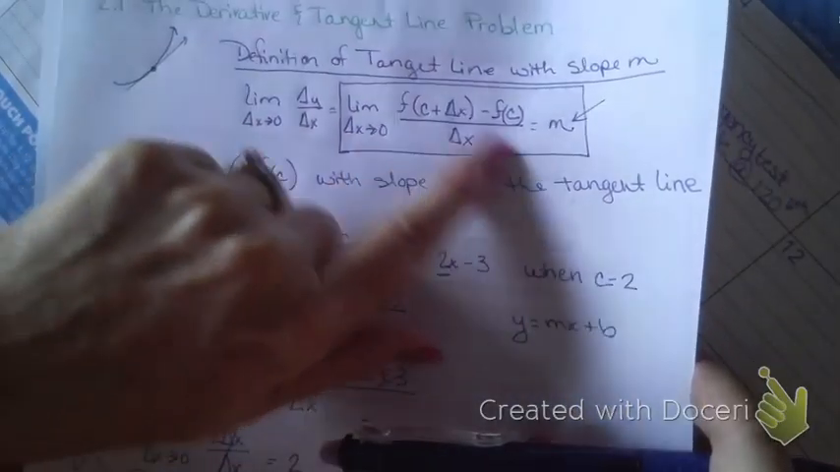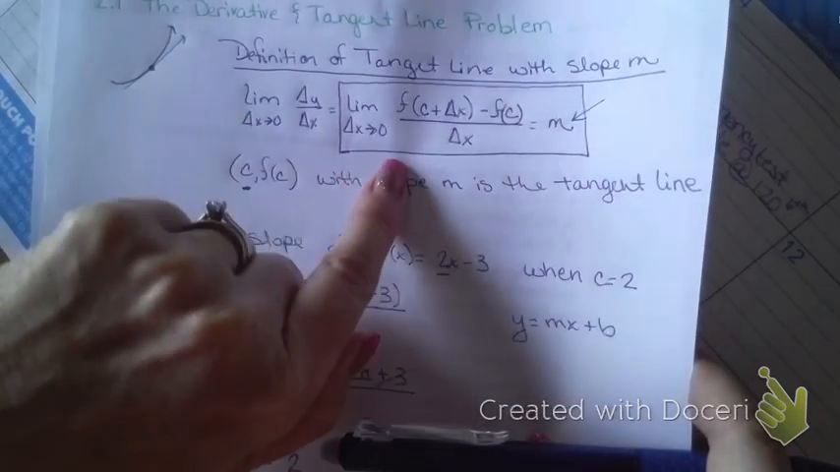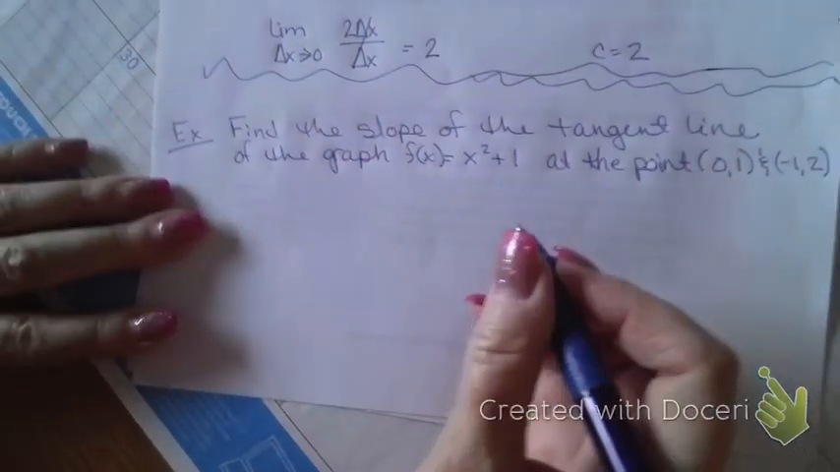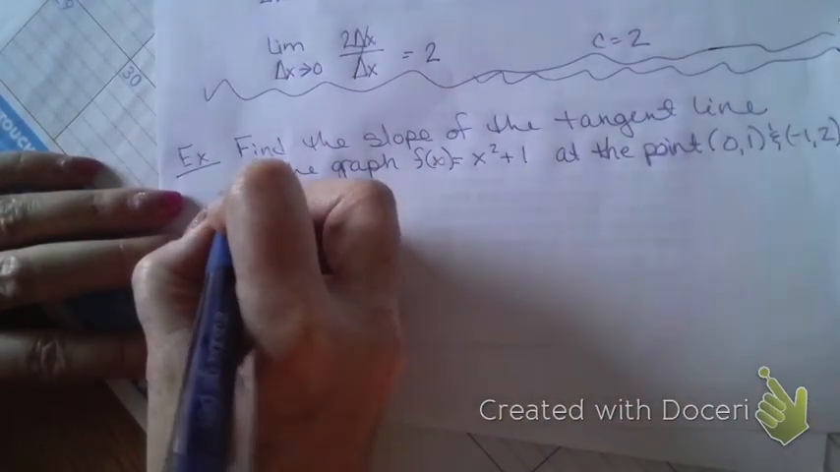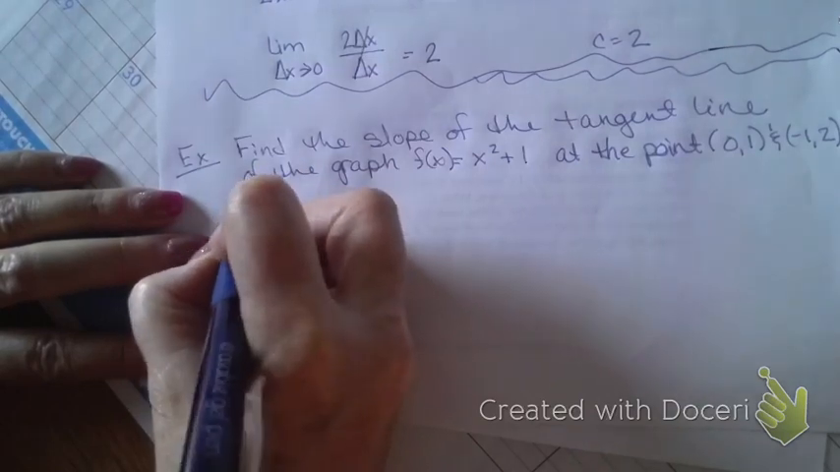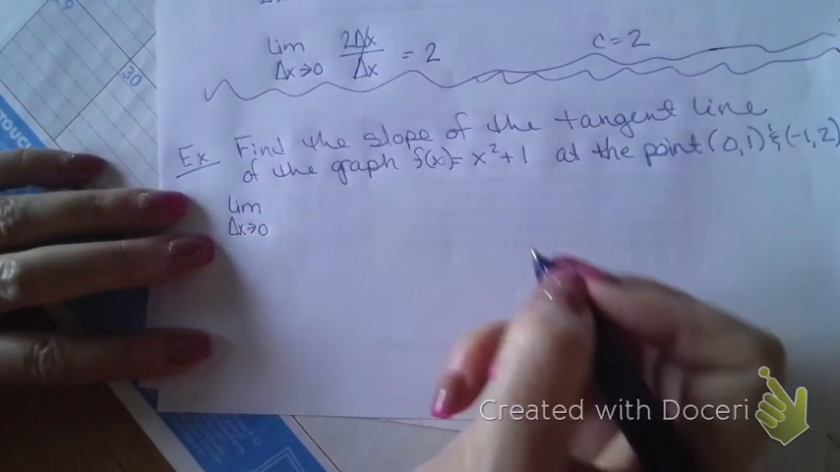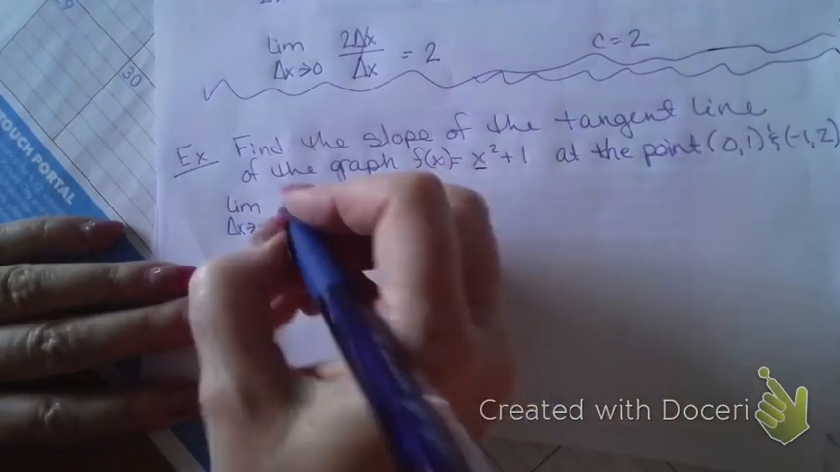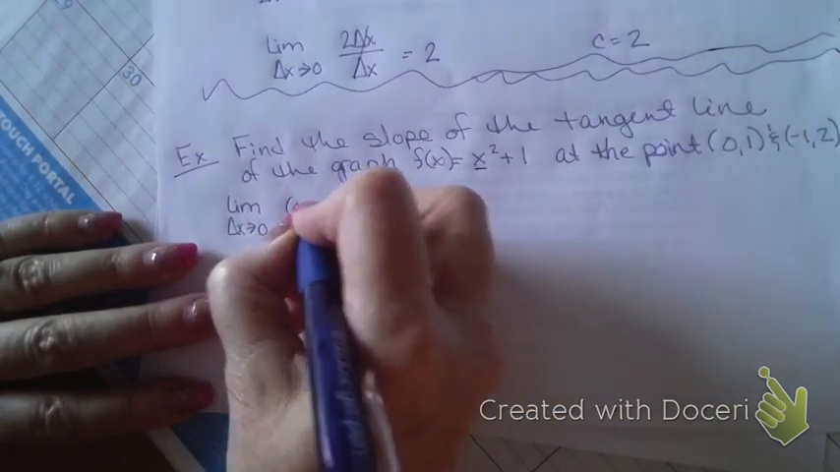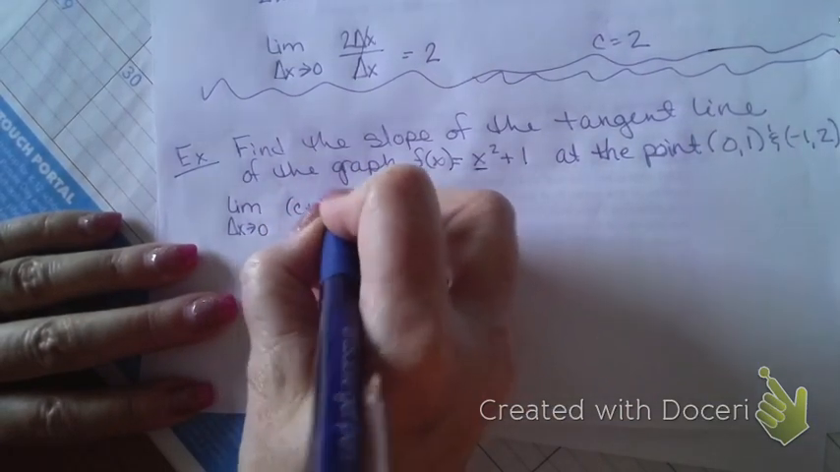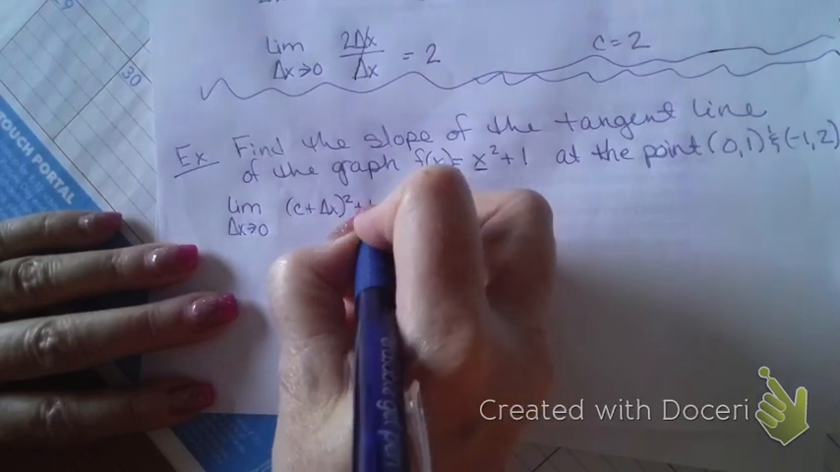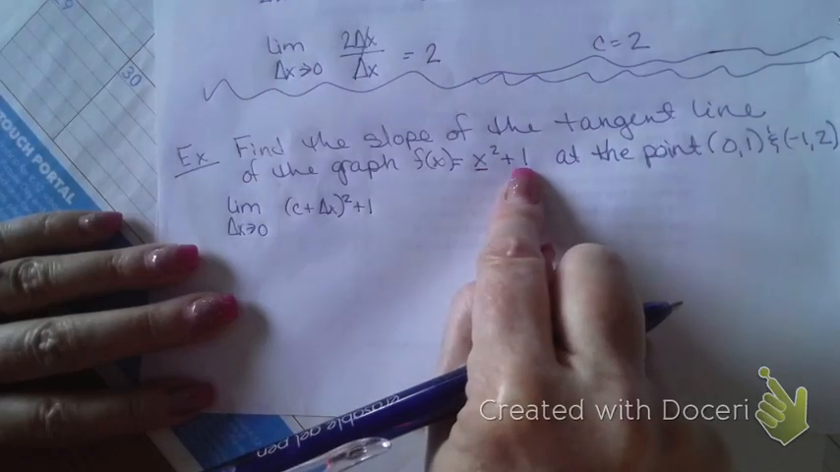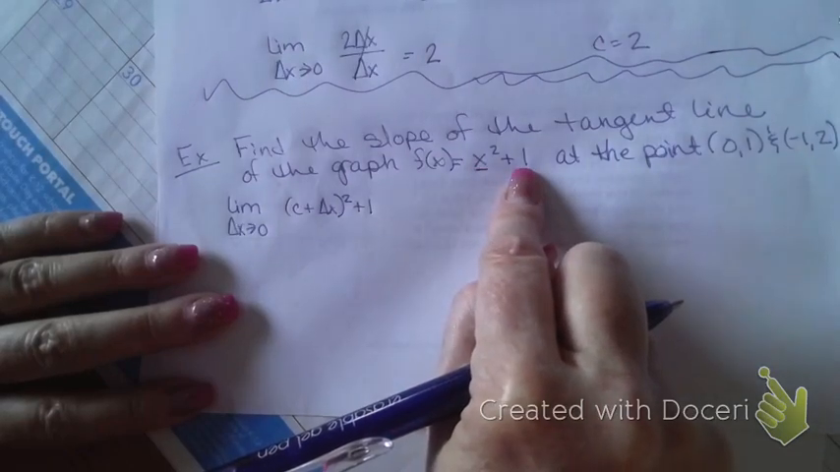I can't show both at one time, but this is the formula we're doing. Okay? So we have the limit as change of x approaches 0 of f of c plus change of x. So I have to plug it in for that x, right? So c plus the change of x squared plus 1, because I'm plugging in for the x and I still have the plus 1. Then the formula says minus f of c.